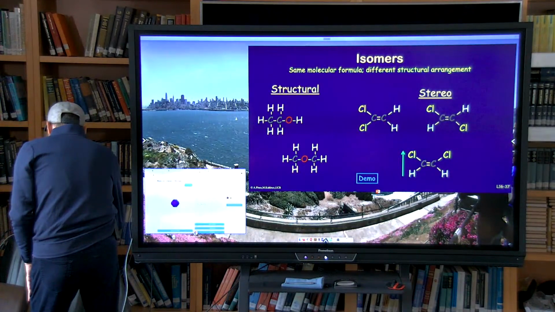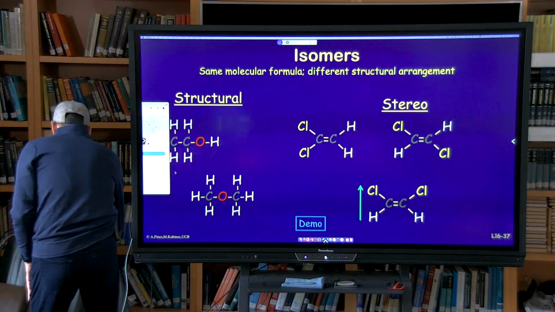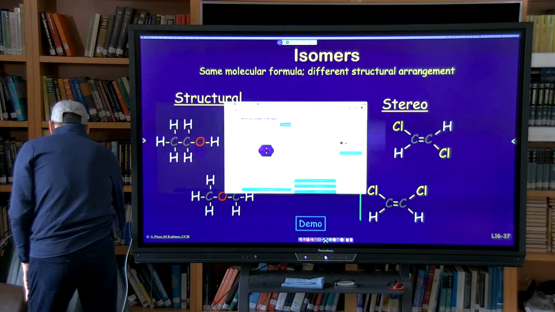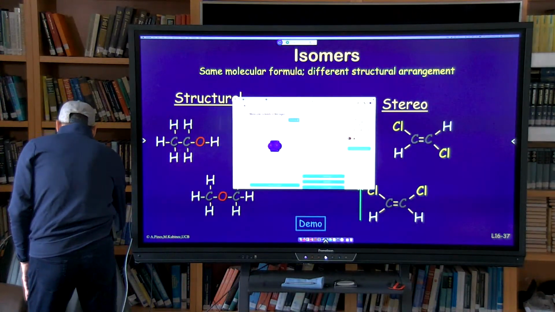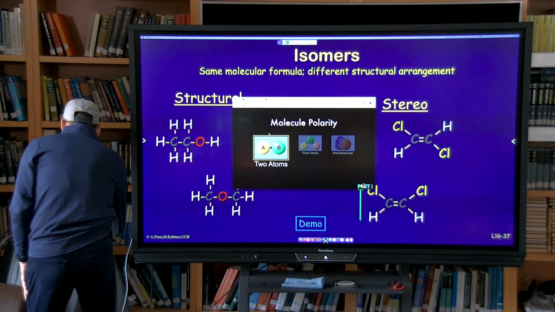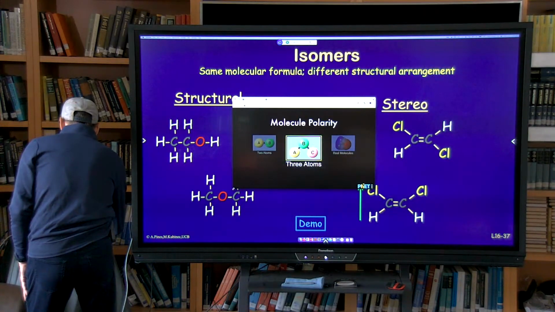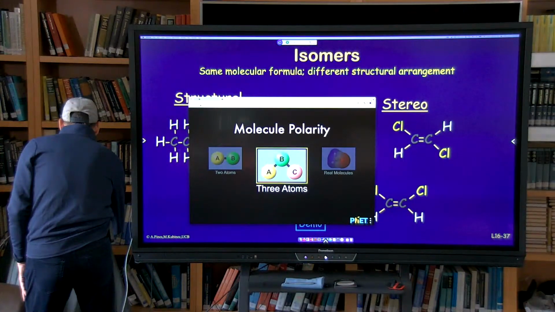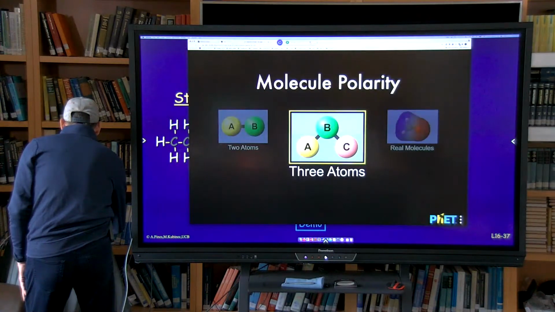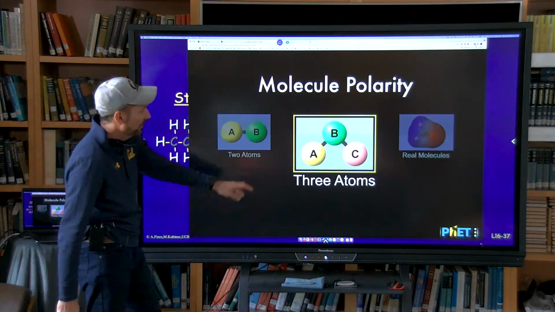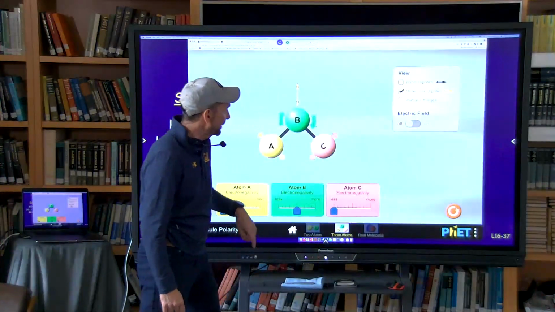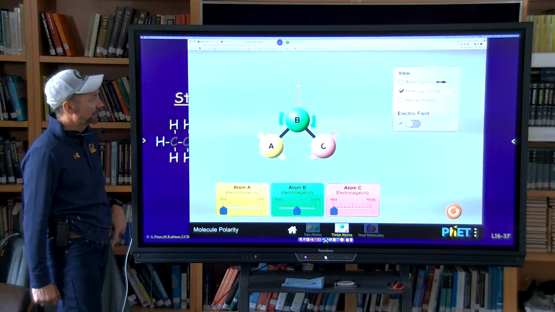arrangements. I think we can look at molecular polarity here. Let's do that. Since I said that's what I'm going to put on the exam anyway. So let's look at the molecular polarity.